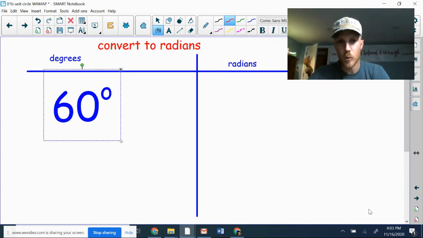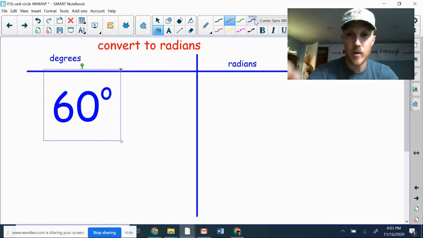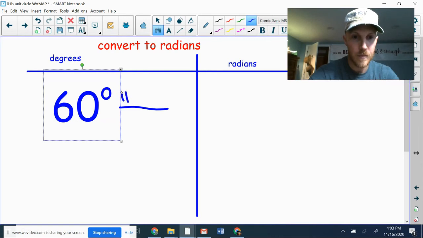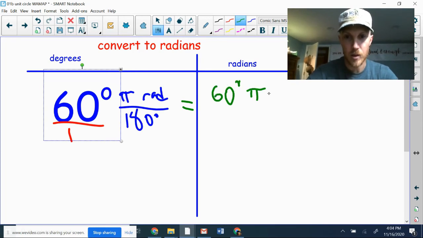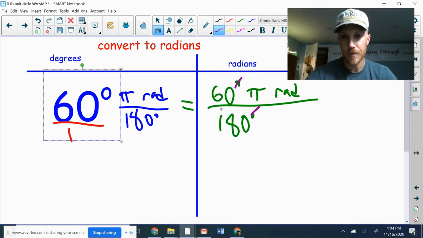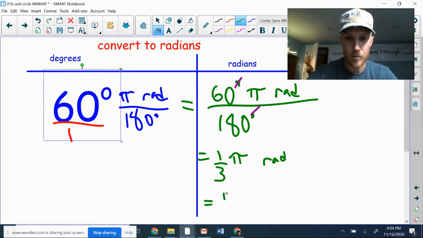You're going to see pi over 4 more often, and that's what I'm going to encourage you to use. Okay, let's do one more. So we got 60 degrees this time. Conversion factor, pi radians over 180 degrees. Turn the 60 degrees into a fraction, multiply straight across, top times top. 60 degrees, pi radians on the top, 180 degrees goes on the bottom. Degrees and degrees are going to cancel. 60 and 180 can reduce. That'll be 1/3.